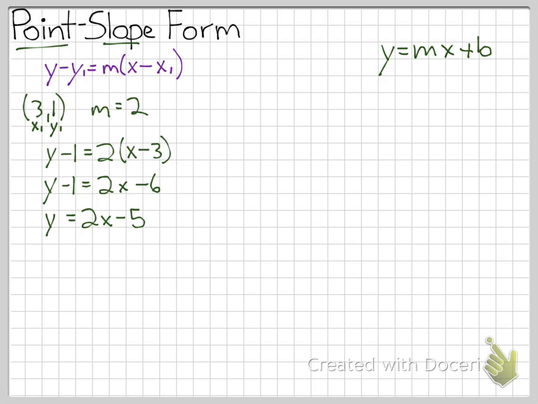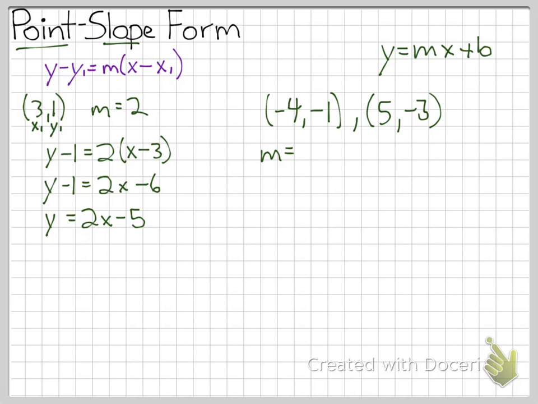Okay, let's pick another one. But this time, let's say we only started with points. Let's say we had the points negative 4, negative 1, and 5, negative 3. So if it's point-slope form, we got a point, in fact we got 2 of them, we need a slope. So the first thing we need to find is a slope to work with.